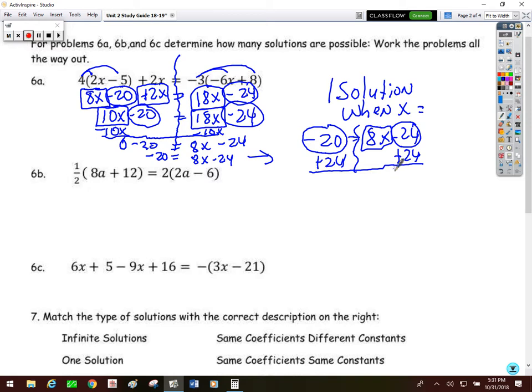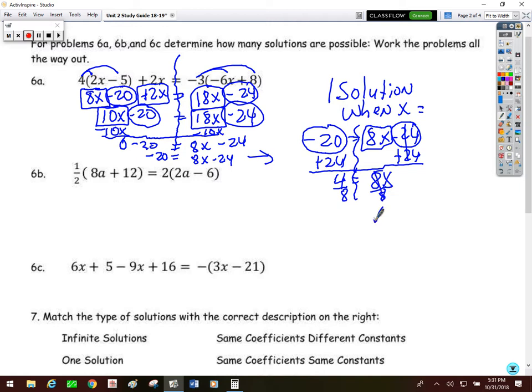All right, so if I keep going right here, this is going to cross out, and I have 8x, and I have negative 20 plus 24 is 4, right? Okay, so now if I keep going, I have separated the variables from the numbers. So the last step is to divide by 8.